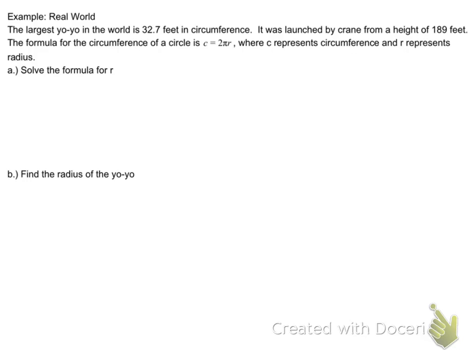So, what it comes down to is then you end up getting word problems like this. Like, the largest yo-yo in the world is 32.7 feet in circumference. It was launched by crane from the height of 189 feet. The formula for the circumference of a circle is C equals 2 pi r, where C represents the circumference and r represents the radius. Basically, they're going to start to give you formulas, and these formulas need to be rearranged.